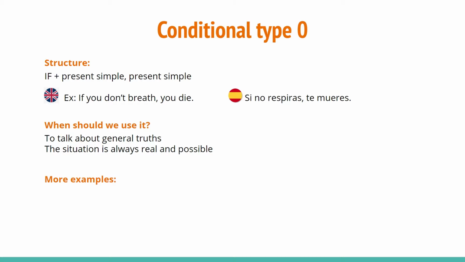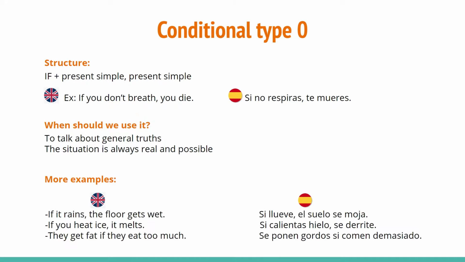Let's see more examples to understand this better. If it rains, the floor gets wet. Si llueve, el suelo se moja. If you heat ice, it melts. Si calientas hielo, se derrite. They get fat if they eat too much. Se ponen gordos si comen demasiado. As you can see, all these sentences express a general truth, a situation that is always real and possible.